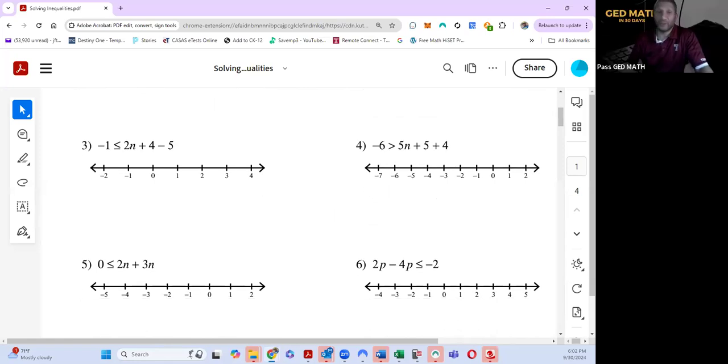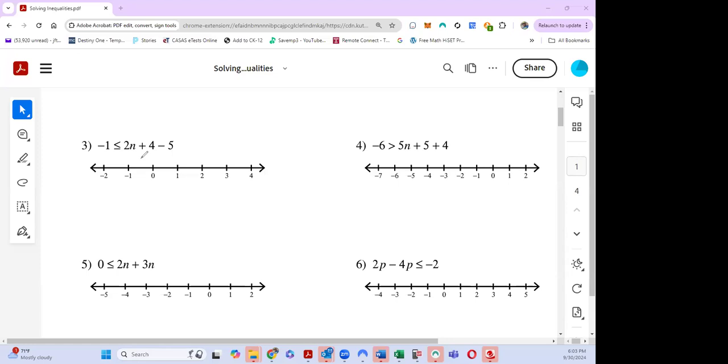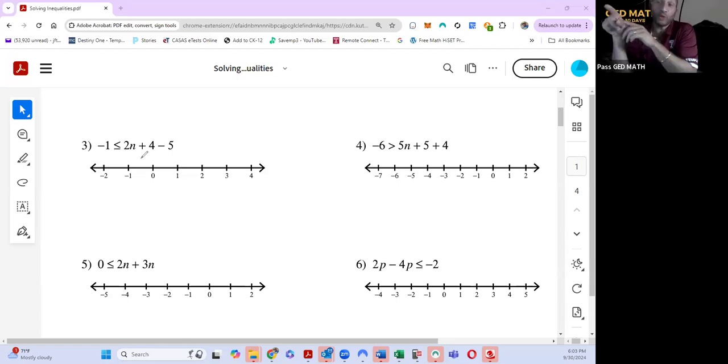So when we look at number 3, what we notice is, first of all, we look at the variable. When you're solving inequalities, there are two things I want you to remember. First of all, when you're trying to isolate the variable, if you multiply or divide by a negative number, you switch the inequality. I'm gonna show you an example. Or if the variable is on the right side.